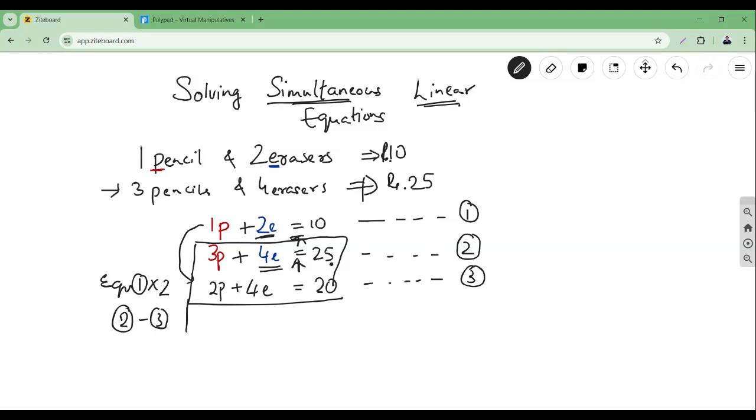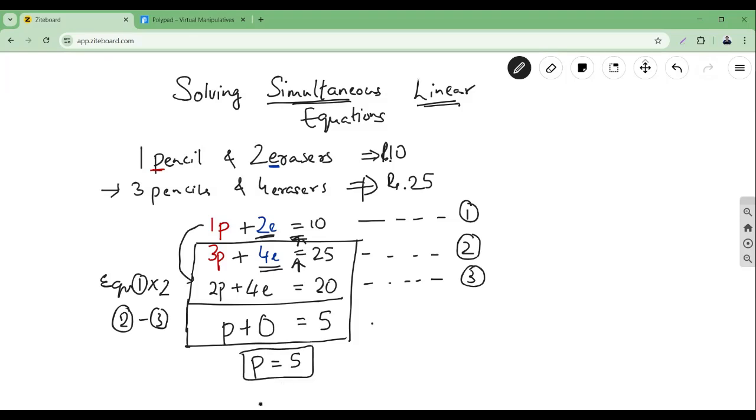I'm going to put that in a box so that it becomes easy for you to understand and see it. Okay. This minus this I am going to do. So 25 minus 20 is going to be a 5. Equal to is there. 4e minus 4e is going to be a 0. 3p minus 2p is going to be a p. This is what I got. That means P, 1 pencil's cost is 5 rupees.